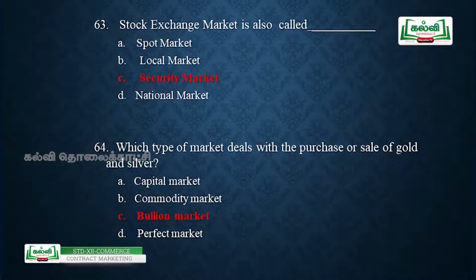Then next, 64. Which type of market deals with the purchase or sale of gold and silver? We have 4 options. Option A, capital market, deals with shares. Commodity market deals with petrol, diesel products. Option C, bullion market, deals with gold and silver. Perfect market, we might have discussed in detail in economics also. The correct option is option C, bullion market.